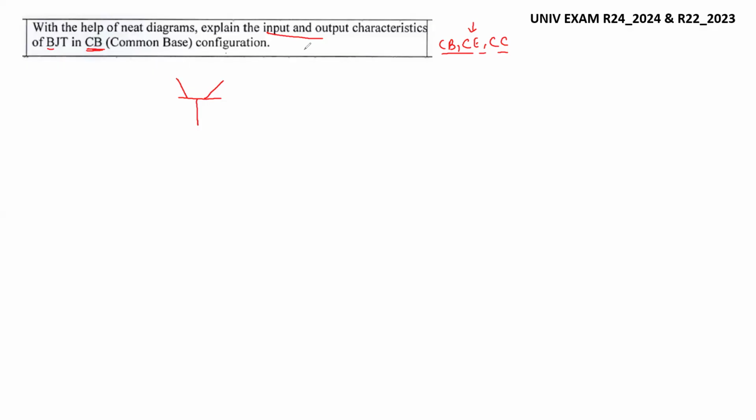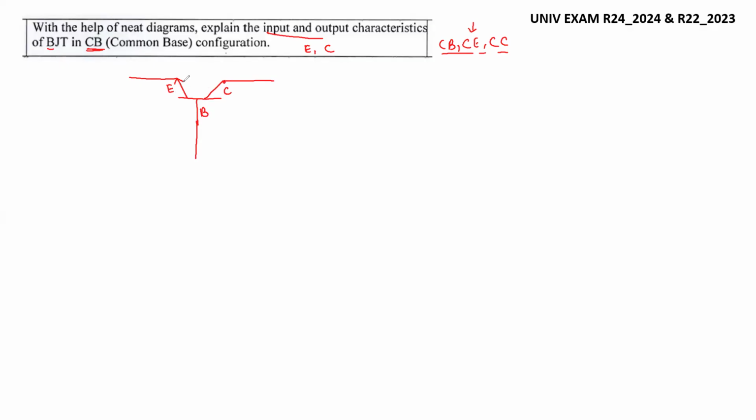Common base means the input terminal is the emitter, and the output terminal is the collector. Since the input terminal is the emitter, we put the arrow mark here. The branch having the arrow mark represents the emitter, this is the collector, and the base is common. So this is the base, this is our emitter terminal, and this is the collector terminal. Many students do not put the arrow mark, but without the arrow mark, the transistor symbol itself is wrong.